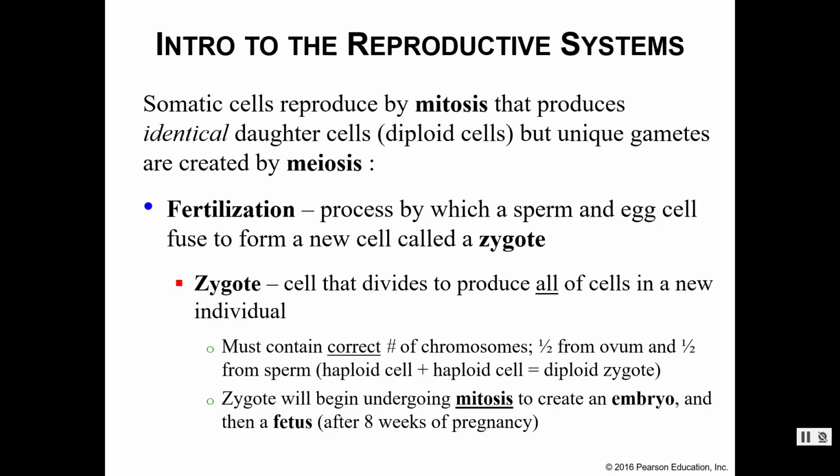In this recording, we'll be discussing gametogenesis. So somatic cells are reproduced by mitosis, and their job is to produce identical daughter cells. These are body cells. These are literally every type of cell in your body except sperm and egg, which are your gametes. These are also diploid cells, so they have two full sets of chromosomes.